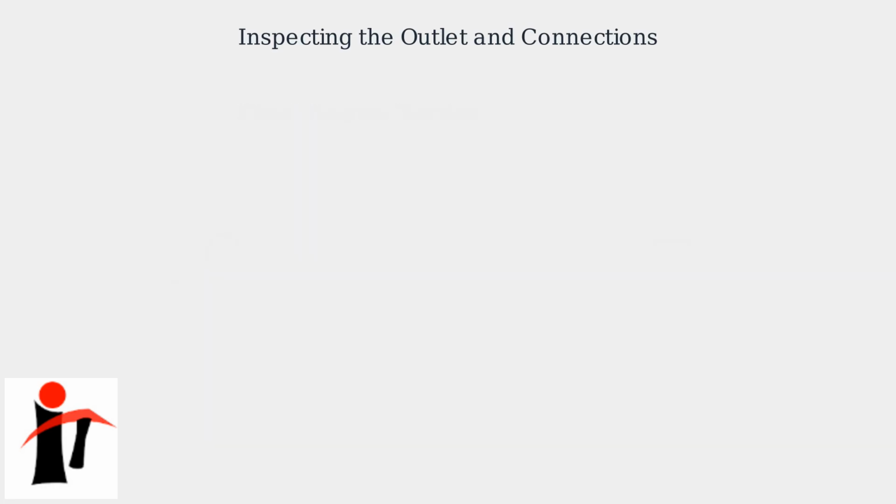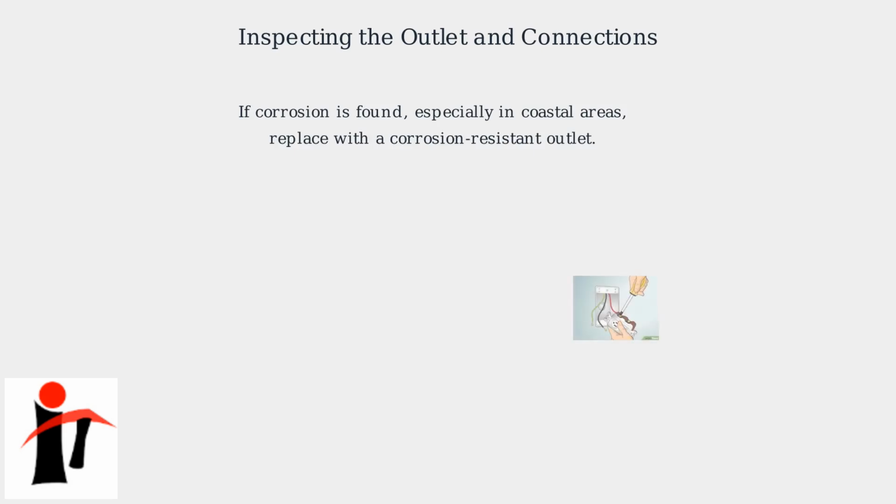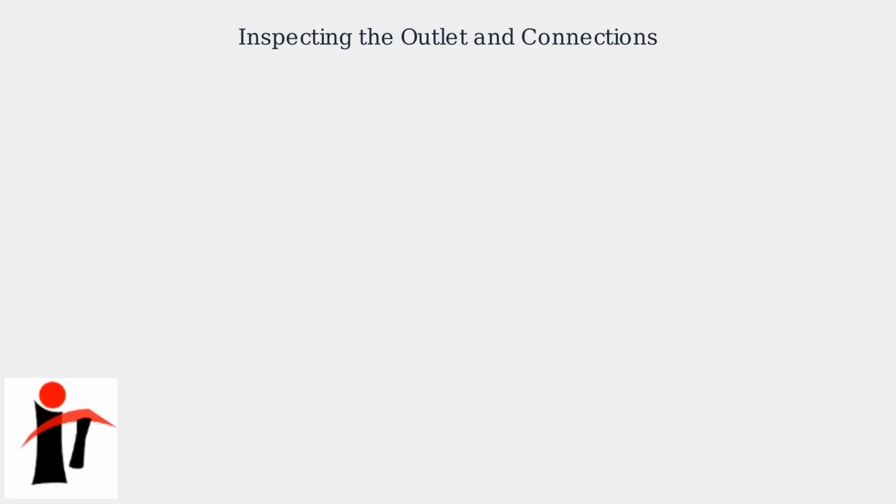Here's a simple circuit diagram showing the power path. If you find corrosion, especially in coastal areas, consider replacing the outlet with a corrosion-resistant one for reliable charging. Regular outlet inspection helps prevent the no power error and ensures safe charging.